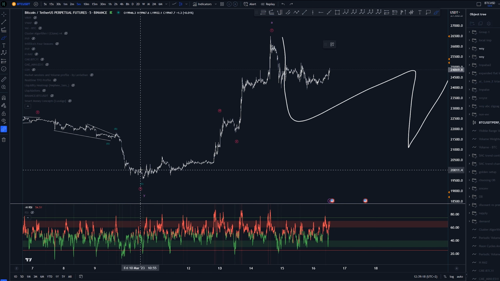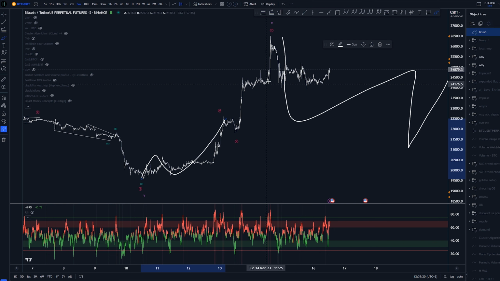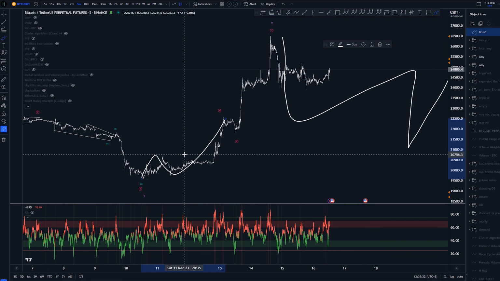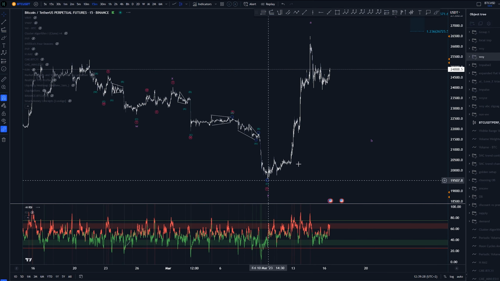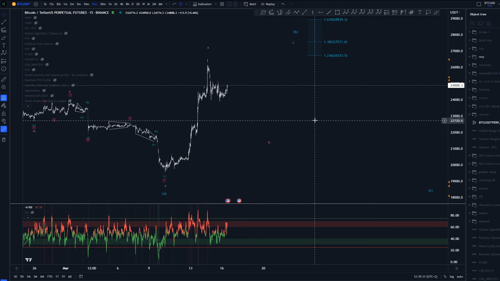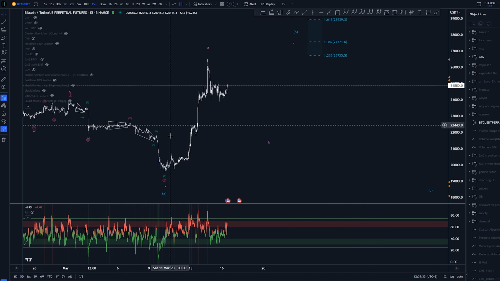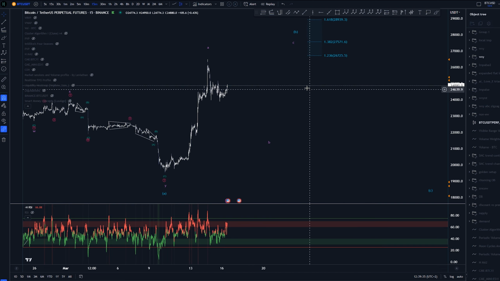Also, the issue with this count is obviously this structure over here that I can't really explain with the extensions. So again, another reason why I do prefer the impulse flow count. But again, that has been discussed somewhere and on CTC Discord as well. But again, not my main.